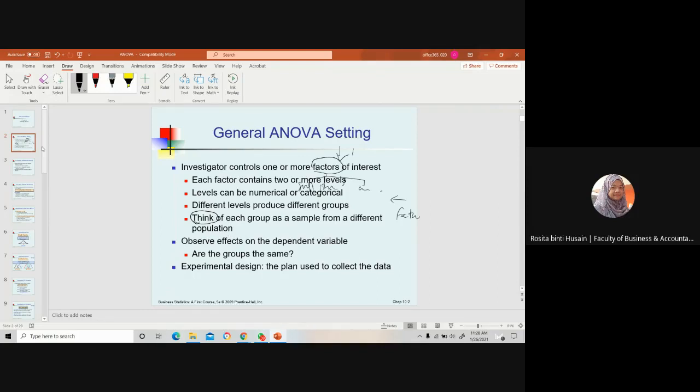Factor yang effect ni, group ni, that's ANOVA. So observe effect on the dependent variable. So nilai observe ni, effect on dependent variable.